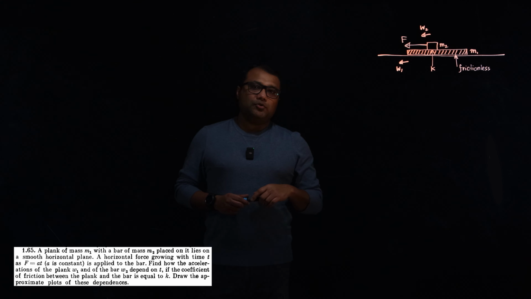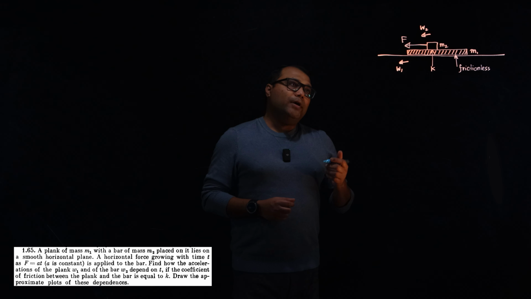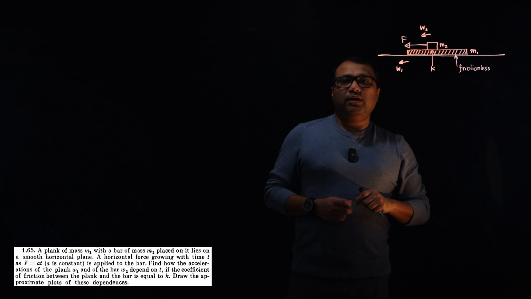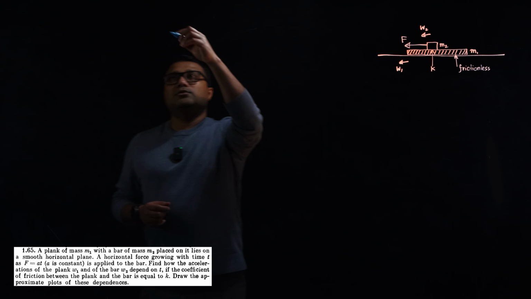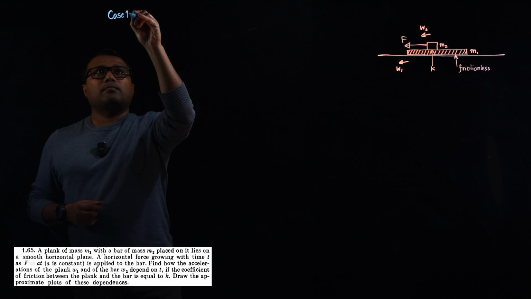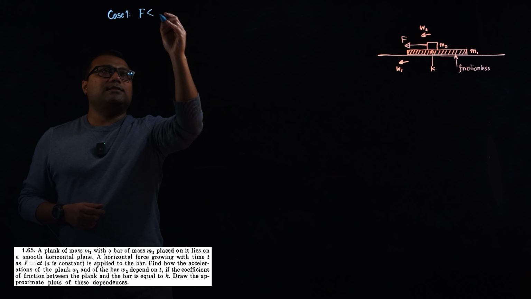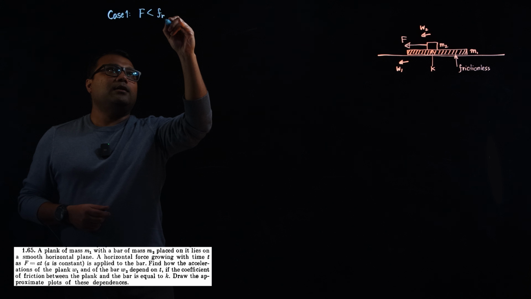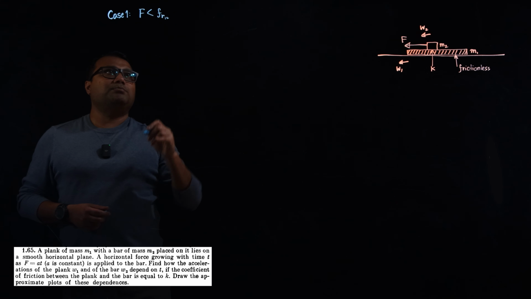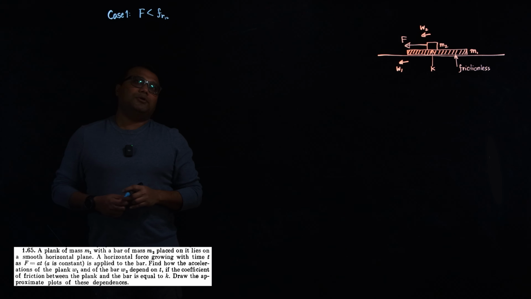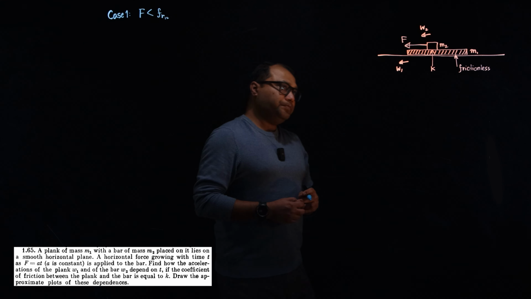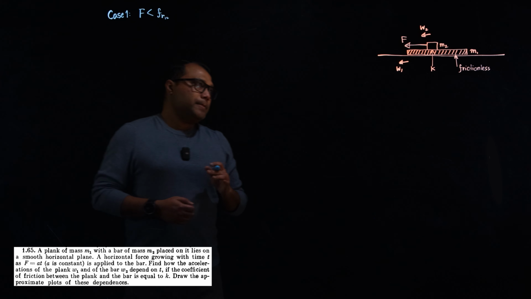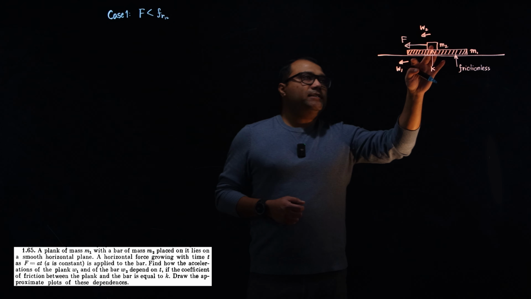We will divide this into two cases. Case 1 is when the force is less than the friction between m1 and m2. So, case 1, F is less than the friction force between, let us say, m1 and m2. Let me represent that as friction between 1 and 2. So, in this case, both will have the same acceleration.